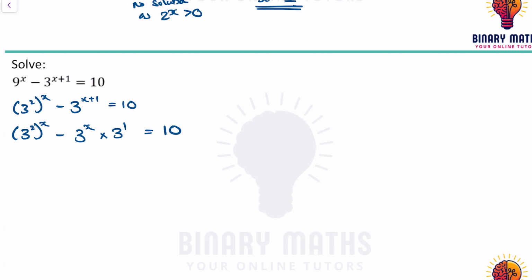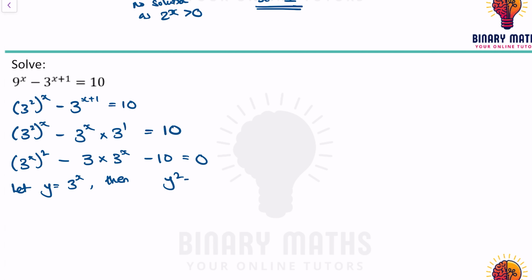Okay, what we realize is I can rewrite this first term as 3 to the power of x, all squared, minus, 3 to the power of 1 is just 3, so it's just 3 times 3 to the power of x. We just swapped these two over. And if I take the 10 to the other side, I get minus 10 is equal to 0. So now at this point, I can do a substitution. Let y be equal to 3 to the power of x. And then y squared minus 3y minus 10 is equal to 0.